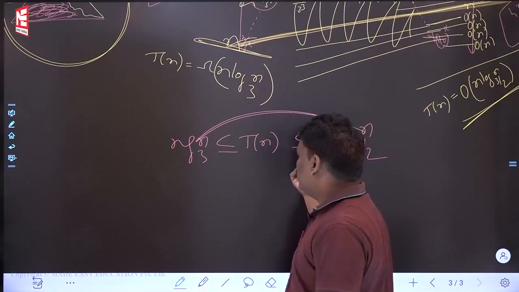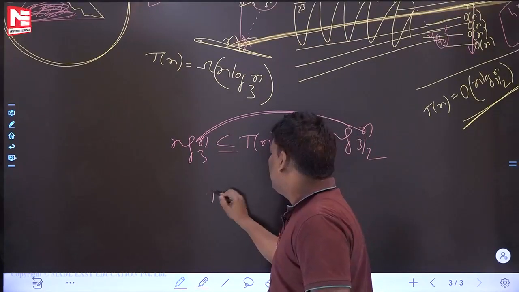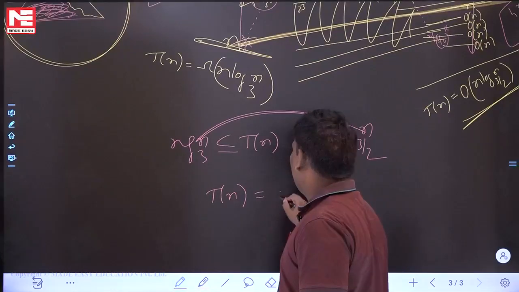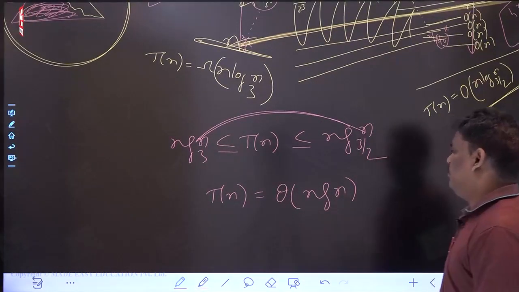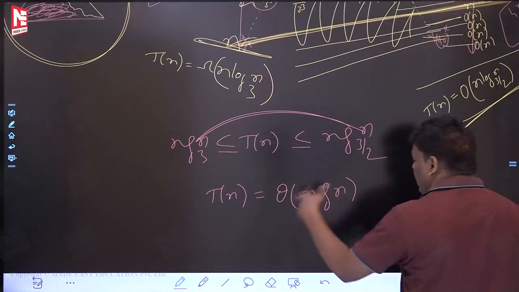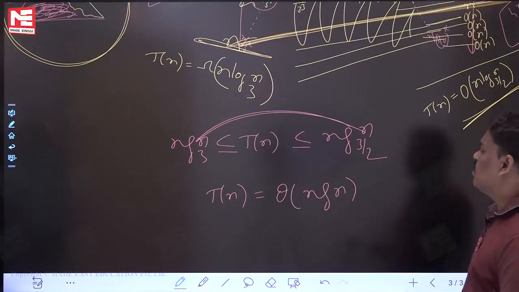Mathematically maybe they differ. Asymptotically they are equal, because only a constant difference is there. Final answer, let me write now. Final answer: Tn is equal to theta of n log n. Forget about the base. If anyone asks you what is the base, you can keep any base, because all differ by only a constant.